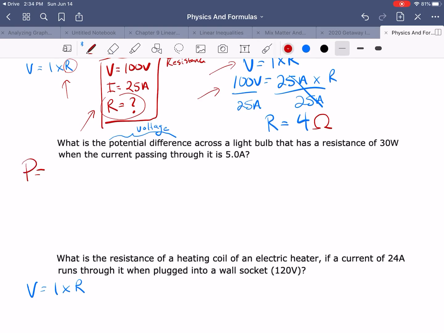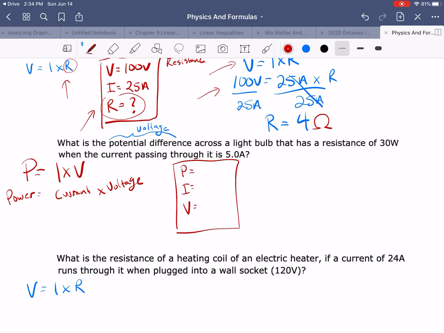Power equals I times V. So this is power, this is current, and times voltage. Okay, cool. So now that I've told you what all those mean, do you think you can solve this now? So we're going to make our box, and we're going to do power, I, which is current, and V, which is volts. Okay, so we have 30 watts. Power is always measured in watts, so we'd put 30 watts here. Current here is 5 amps, so you'd write 5.0 amps here. And voltage, what is the potential difference? That always means voltage, so we're looking for voltage.